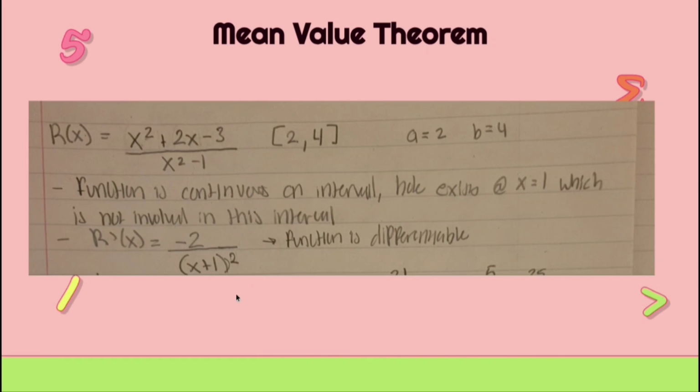Now for the mean value theorem, we are going to be using r of x on the interval of 2, 4. A will be 2 and b will be 4. So we know the function is continuous on the interval. Yes, there is a hole at x equals 1, but that is not included on this interval, so we will be fine. And secondly, we need to make sure that it is differentiable. Of course, we already found the first derivative earlier, so we know that the function is differentiable.